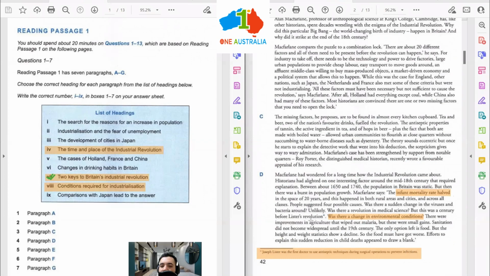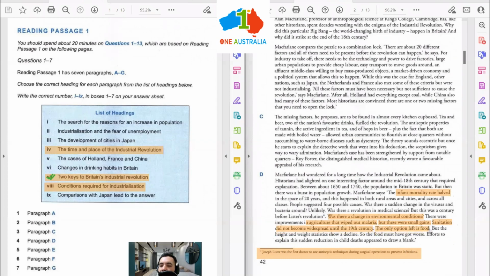That definitely some changes in agriculture were noticed that eliminated malaria, but these were small gains, right? However, these gains were insignificant. Sanitation did not become widespread until the 19th century. So sanitation also did not improve. The only option left is food.